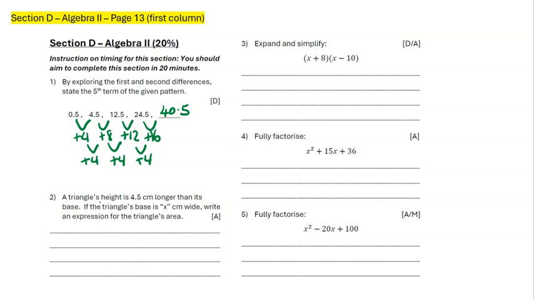A triangle's height is 4.5 meters longer than its base. If the triangle's base is x centimeters wide, write an expression for the triangle's area.